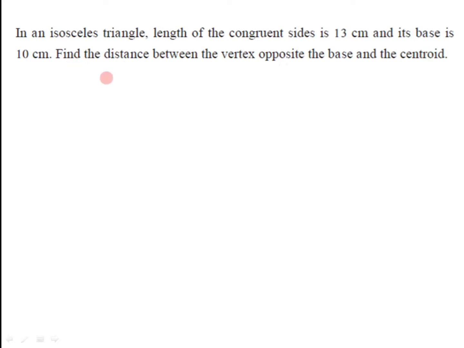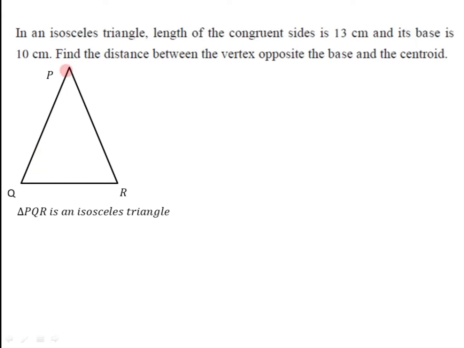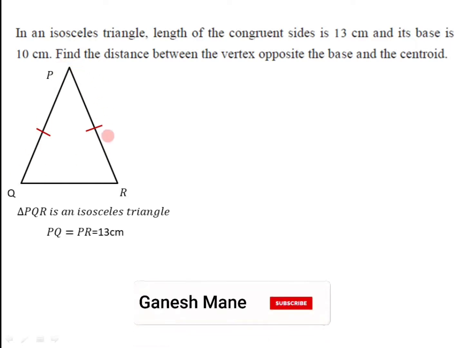So to solve this problem, we need a diagram. So let's draw. One triangle is given which is an isosceles triangle. Let us name this triangle as triangle PQR. As it is an isosceles triangle, any two sides of this must be congruent. Here, let us consider PQ is congruent with PR and the length of congruent sides is given to be 13. That's why PQ is equal to PR is equal to 13 centimeter.